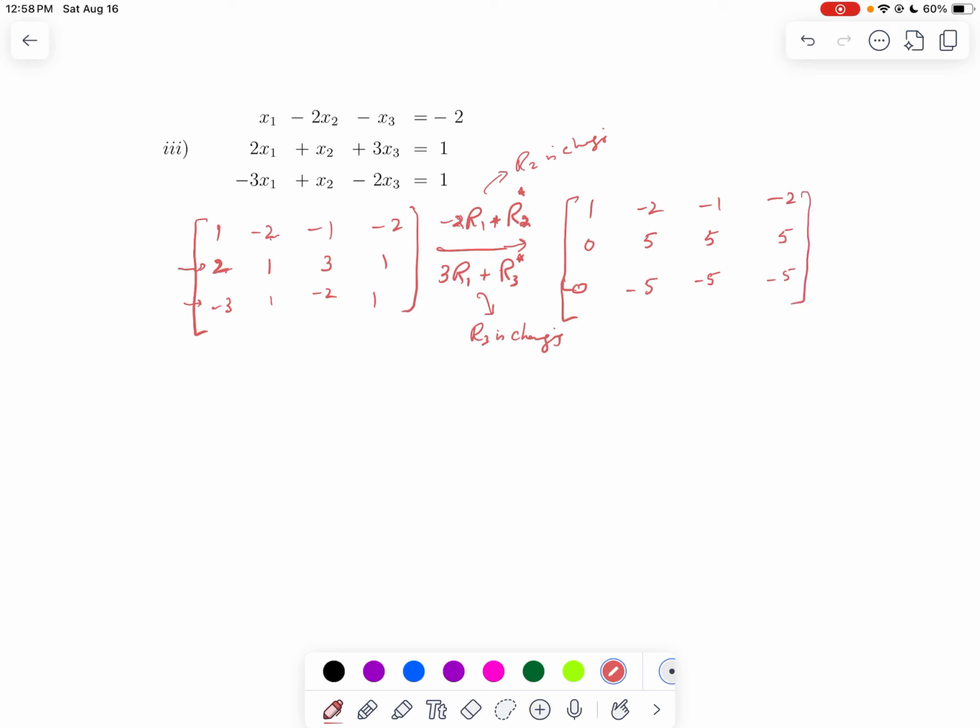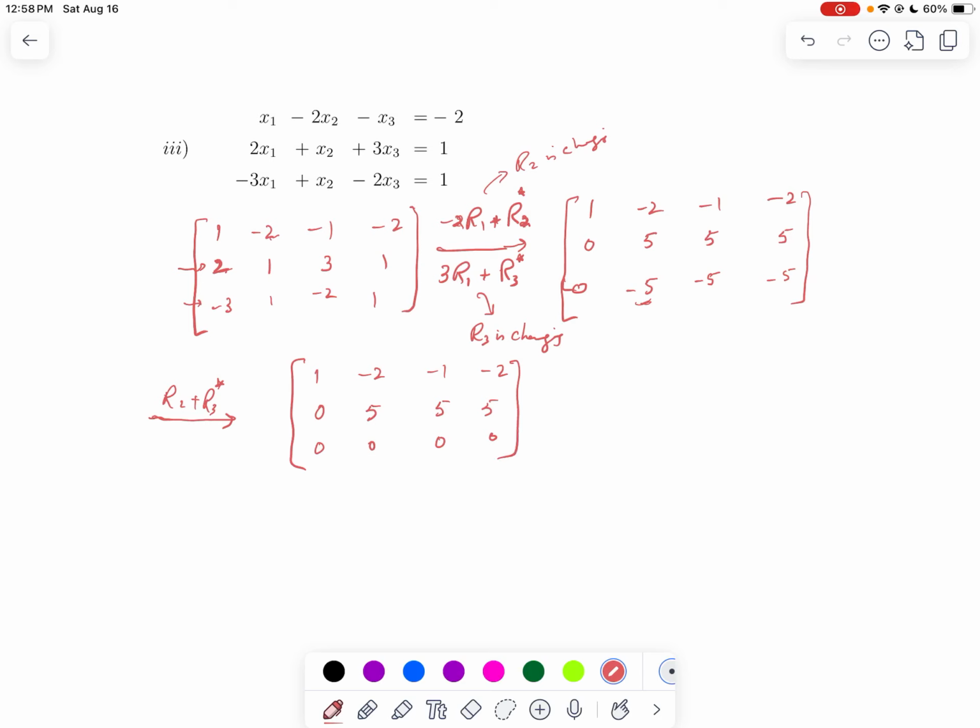The next step is to make this quantity a 0, so we can just add the second row into this. I'm going to do R2 plus R3. This is the row that is changing, so I'm putting it at the end. What about the first and the second row? They will stay the same. When I add them, you can see these all become 0 in the last row.